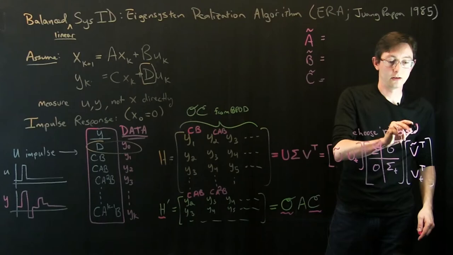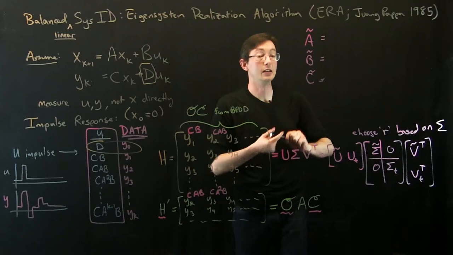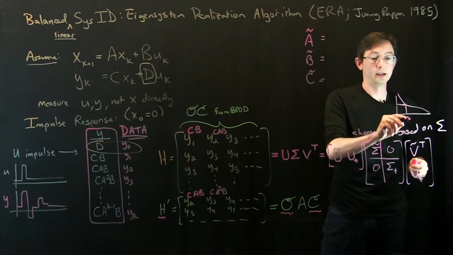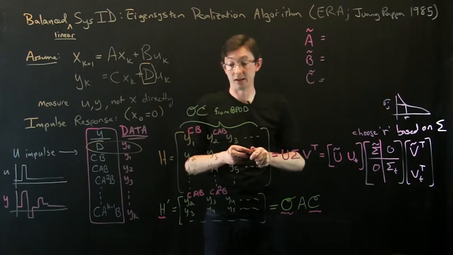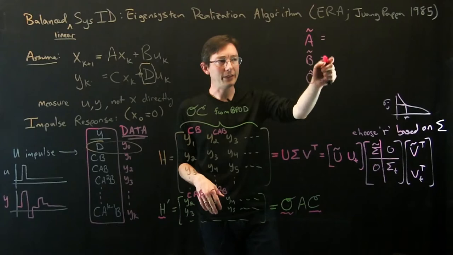Okay, so if you were actually doing this in practice, you collected your data, you built this matrix, you took the SVD, what you should do is you should plot the singular values and see where you can truncate. What is the good R where you can truncate those singular values? And so we pick an R so that we capture most of the input-output energy of this, most of the Hankel singular values are in those first R. And then I'm going to build these A tilde, B tilde, C tilde matrices from data that I already have.